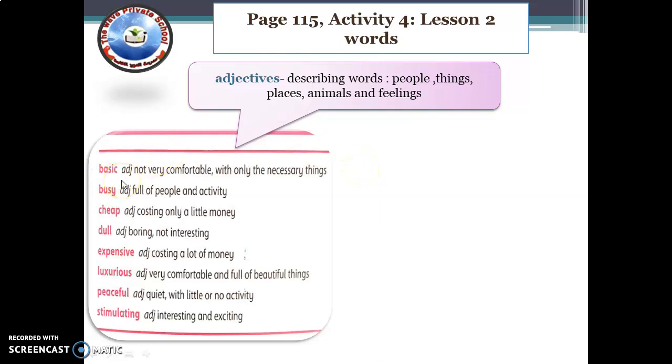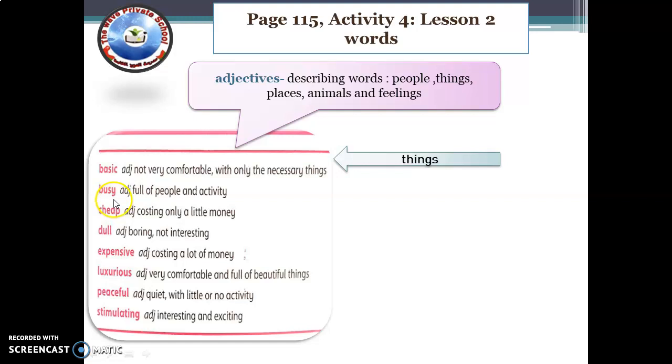Basic. Basic means not very comfortable, with only the necessary things. What are the necessary things? Like food, shelter, clothing, and water. These are the necessary or the basic things that we need. And it describes things.